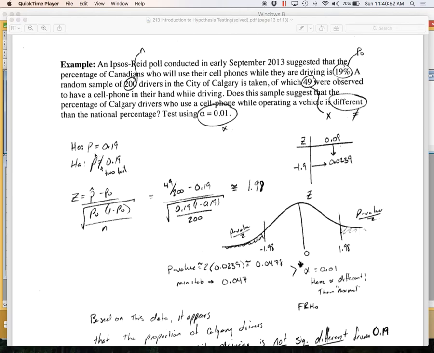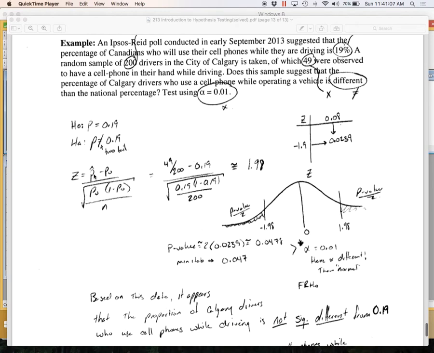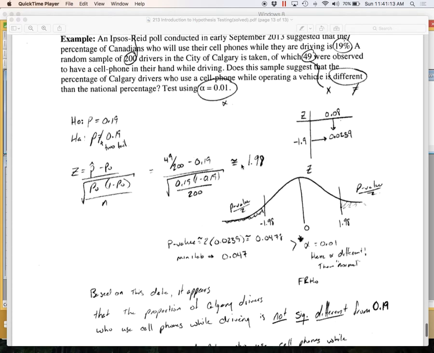Okay, so here we're testing, is the proportion the same as what it was, 0.19, or is it different, not equal to 0.19? Again, this is a two-tailed test. Here I'm talking about proportion, so this is going to be a Z test. Here the sample proportion was 49 out of 200 and the hypothesized proportion was 0.19. Okay, so I can find the test statistic. Okay, so here's the test statistic.